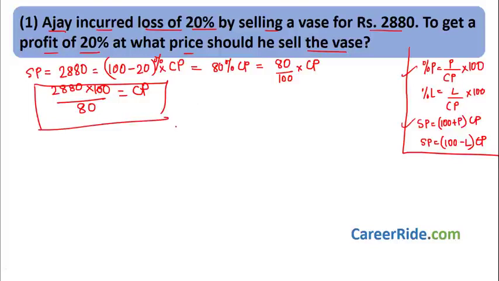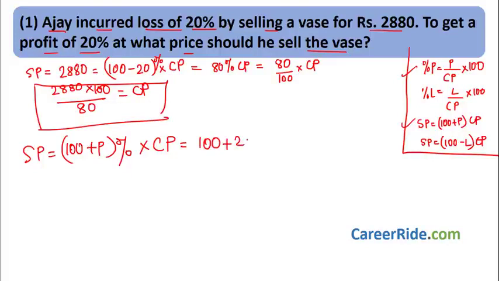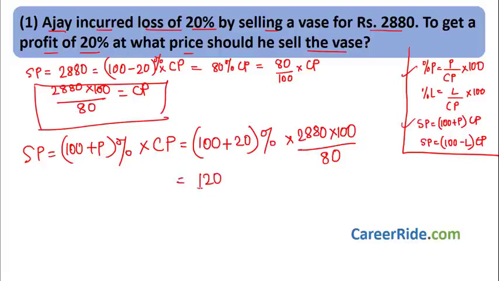This is the cost price of the vase. Now what they want is, to get a profit of 20%, what price should he sell the vase? Now we saw what the selling price should be in case of profit. Selling price should be 100 plus the profit percentage multiplied by the cost price, that is 100 plus 20%. And what is the cost price? It is 2880 multiplied by 100 divided by 80. That would be 120 upon 100, percentage sign converted, percentage means division by 100, into 2880 into 100 divided by 80.